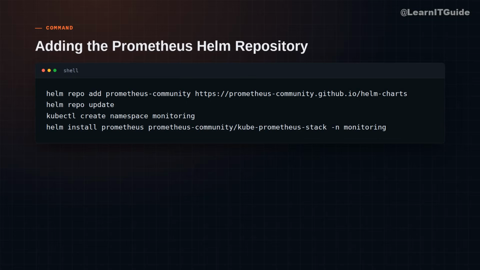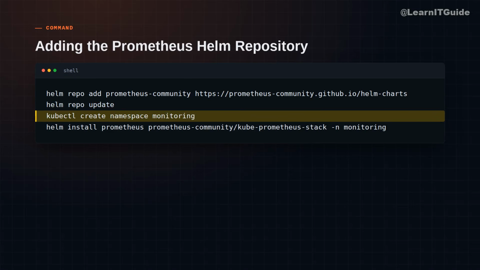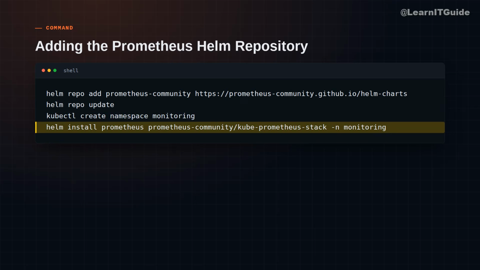To get started, we use the Prometheus stack Helm chart. First, we add the community repository. Then, we update our local cache. We create a dedicated namespace called monitoring to keep our cluster clean. Finally, we install the stack. This single command sets up Prometheus, Grafana, and all the necessary exporters for your cluster.